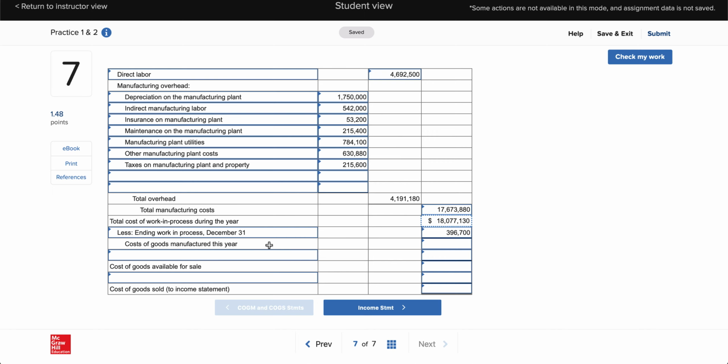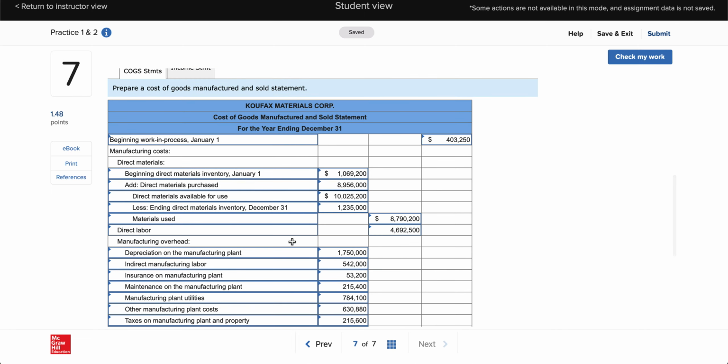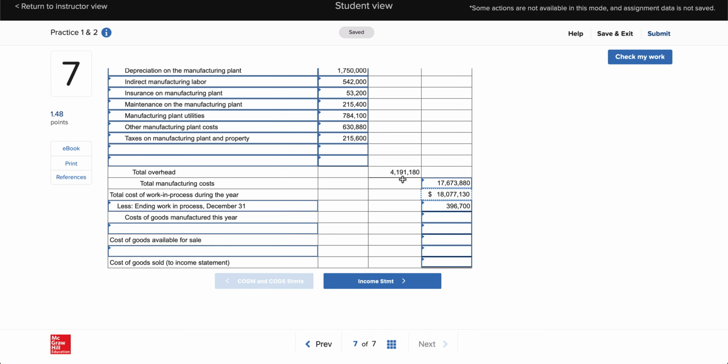The cost of goods manufactured for the year. I mentioned that this was a five-step process. So the beginning balance plus the additional cost that was added minus our ending work in process gives us a cost of goods manufactured for the year. And that total is $17,680,430.